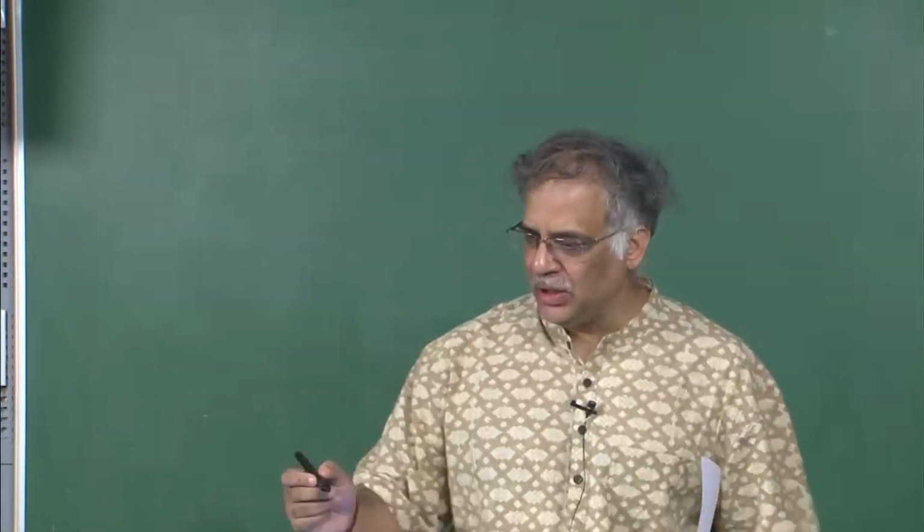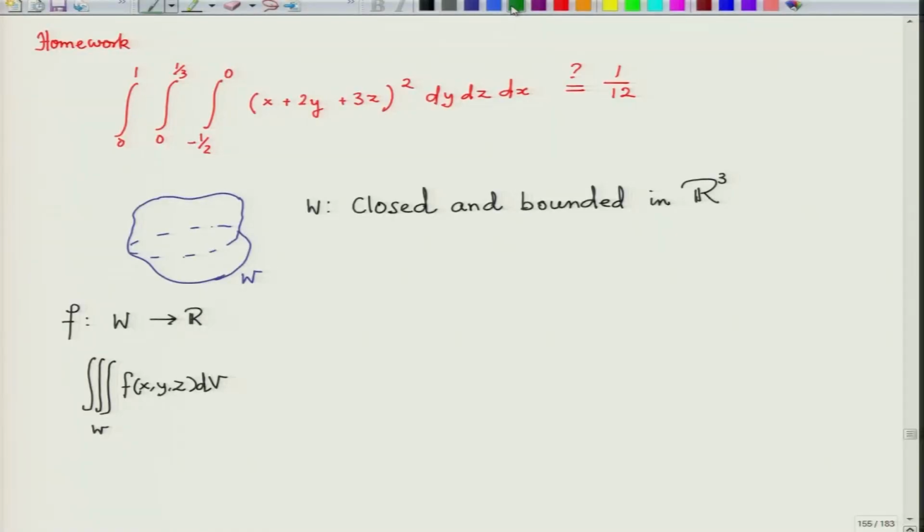So let me just write down. What kind of function can I form? I form a new function f tilde of x, y, z, and this f tilde of x, y, z agrees with f of x, y, z on W and is equal to 0 otherwise.